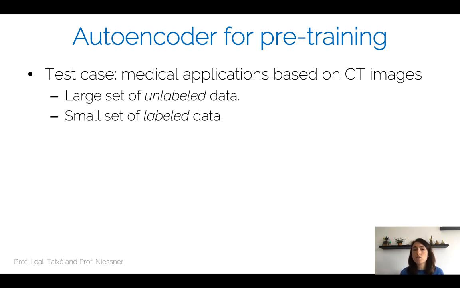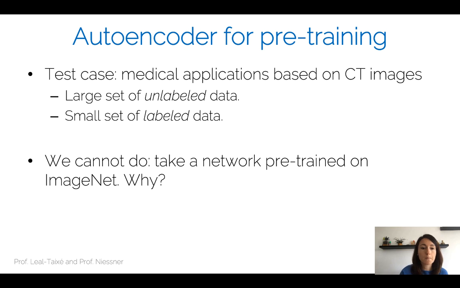And now the question is, can I actually use autoencoders to use this large set of unlabeled data, so to do unsupervised training? And one might say, well, look, why can we not do as we do for any computer vision application, which is actually take a network that is pre-trained on ImageNet? And this is kind of the motivation for using the unlabeled data on CT images. So the thing is that the statistics of natural images, which are the images present on the ImageNet dataset, are very, very different from the statistics of CT images. So if we take a network that is pre-trained on ImageNet and we actually want to use it for medical applications to analyze CT images, the pre-training is not going to help us too much. So the question here is, can we actually use autoencoders to do pre-training specifically for CT images?